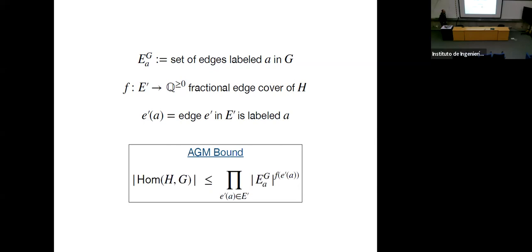So what does the AGM bound say? It says the following. The number of homomorphisms from H to G is bounded by the product, for each symbol that appears in H, of the number of edges labeled with that symbol in G, to the power of the value of the fractional edge cover on the edge labeled A in H. We will see examples later. So, questions up to here?